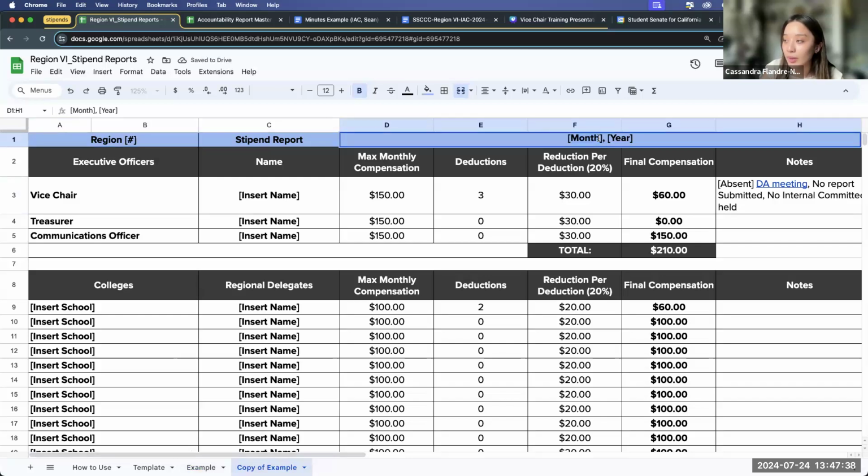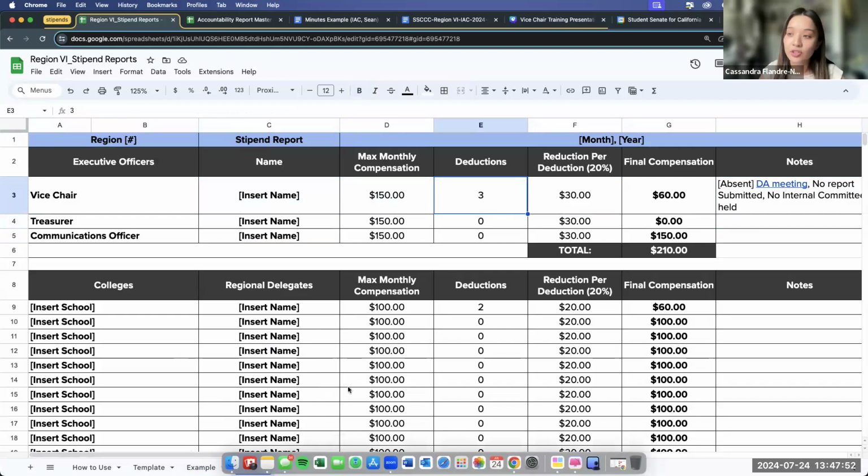So you would update the month and year here and properly fill it out and make sure the names are all filled out and the notes as well. So that way by the end of the year, it will be notated. So make sure when you make a duplicate of the sheet, you update the sheet name as well.